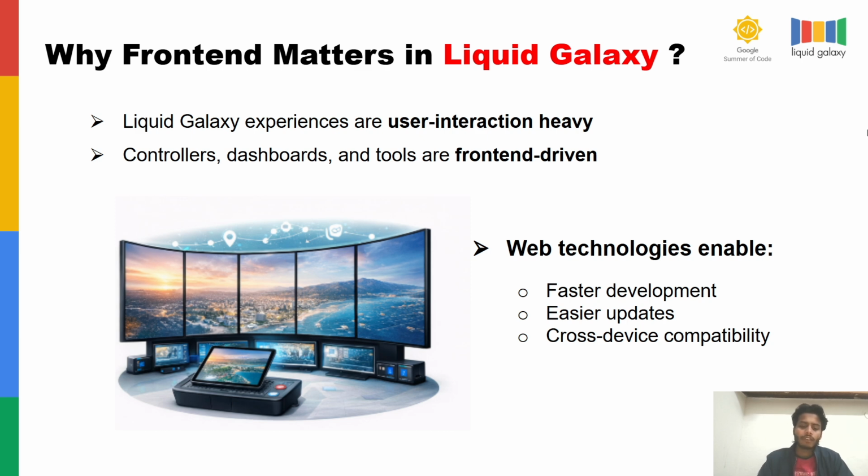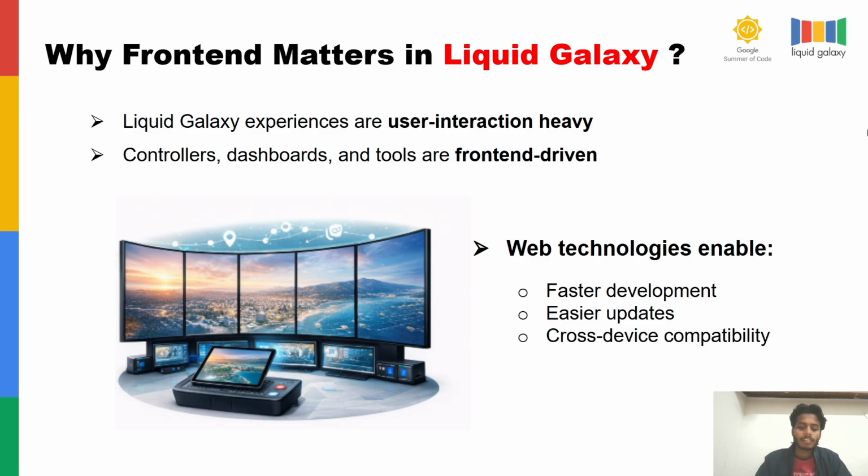So in Liquid Galaxy, the front-end is not just a visual layer; it is the primary interaction layer. If the front end is smooth and responsive, the experience feels immersive and powerful. But if the front end is slow, unresponsive, or confusing, the entire experience breaks. Now imagine this situation. You want to update a controller UI or just fix a small issue. If the front end is built using a traditional application model, you may need to rebuild the app, reinstall it on multiple machines, or just restart the system.